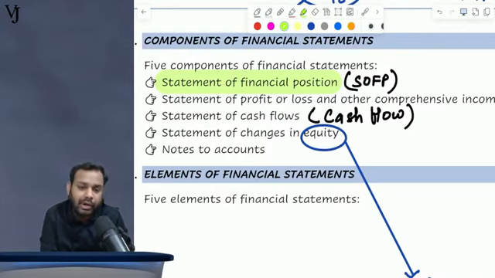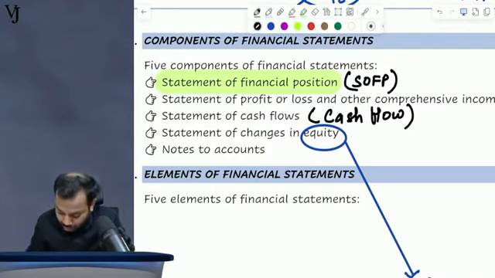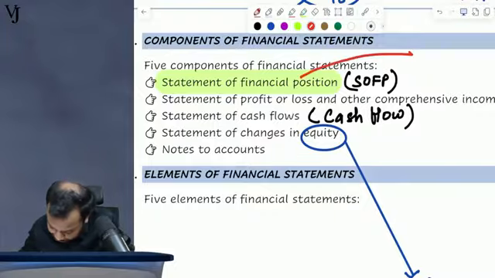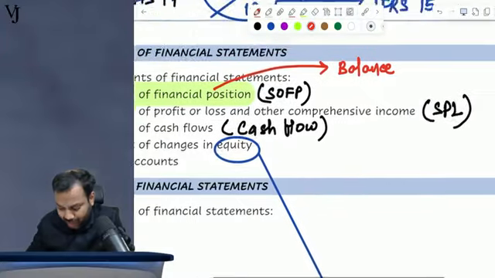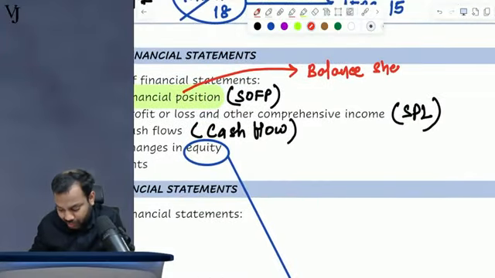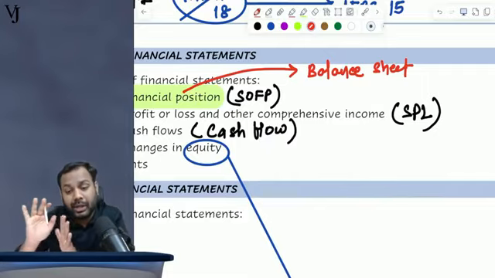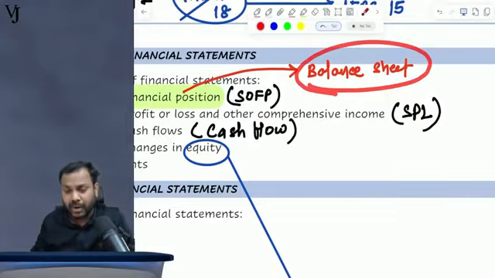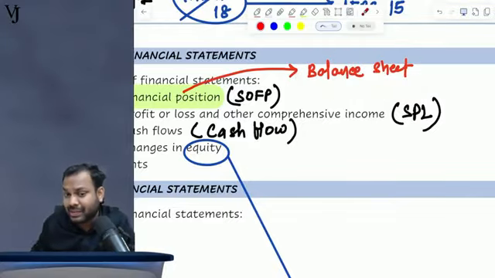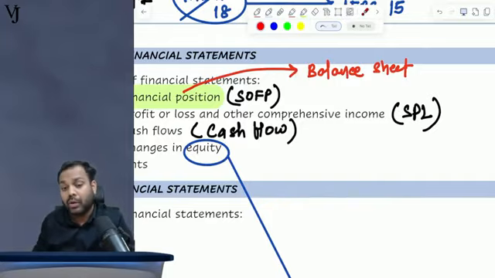Balance sheet. Very good, Hafsa. We call it as balance sheet. But will we say it as balance sheet subsequently? No, we will not be saying it as balance sheet. What will we say? SOFP. Just to make things relatable, I used the term balance sheet. But going forward we will say SOFP, statement of financial position.